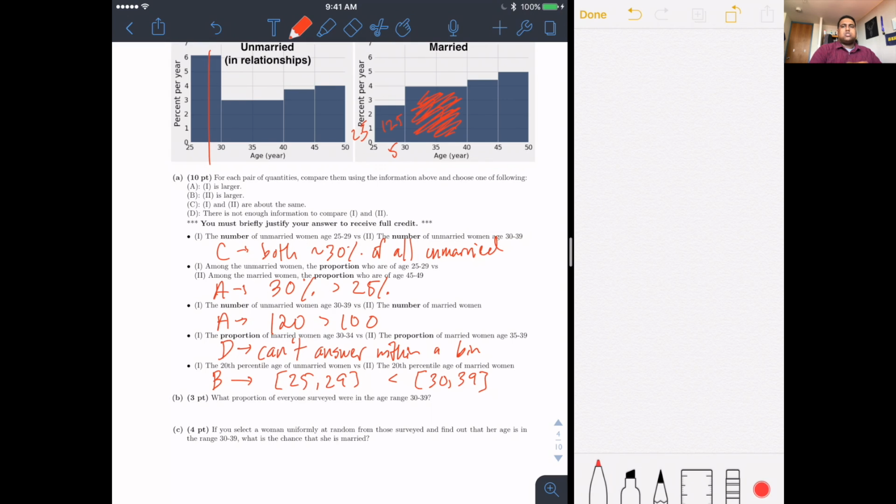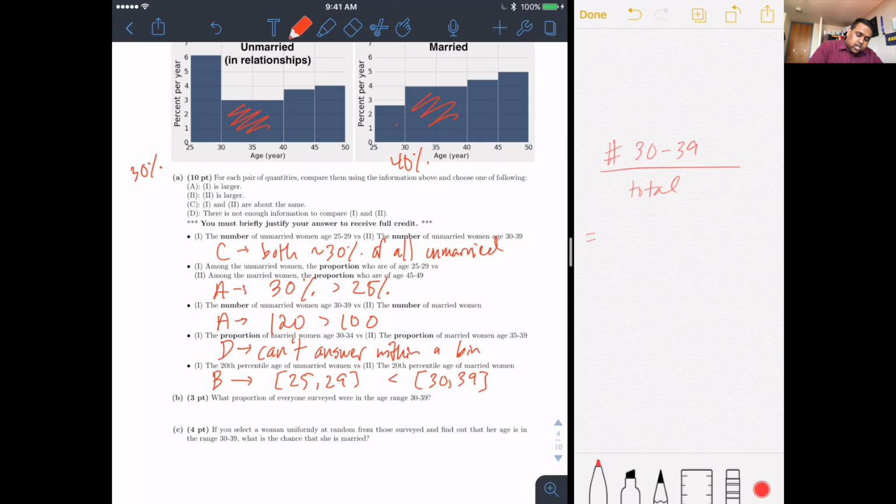Well, let's try and calculate that. So what we want on the bottom is a total, and on the numerator we want the number aged 30 to 39. And how can we find the number of people who are 30 to 39? Well, we know that here, 30% of the women were between 30 and 39. And here, 40% of the women were between 30 and 39, just by looking at the areas.